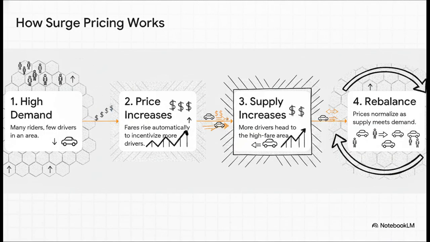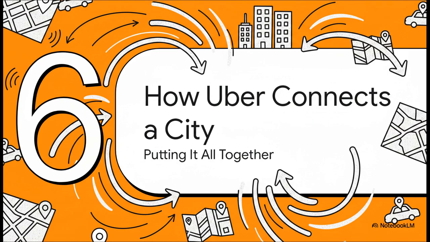And surge pricing? It's a perfect example of this balancing act in action. It's not just a business decision, it's an automated real-time engineering solution. The system detects an imbalance between how many people want to ride and how many drivers are available in a specific area, and it uses price as a lever to encourage more drivers to head that way and rebalance the market.